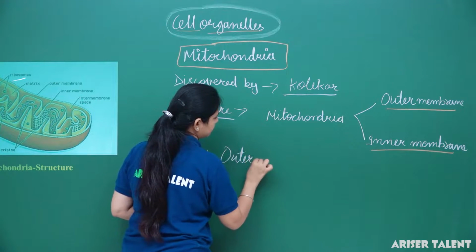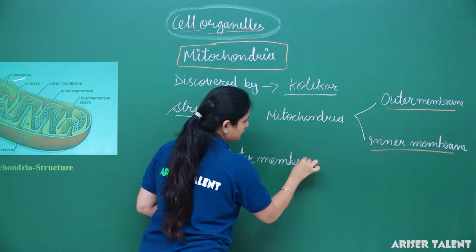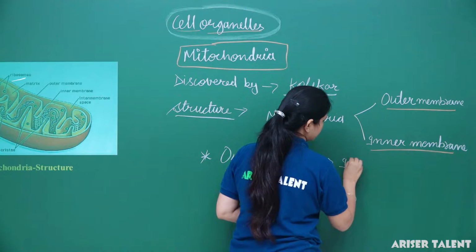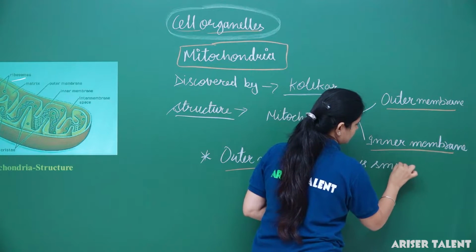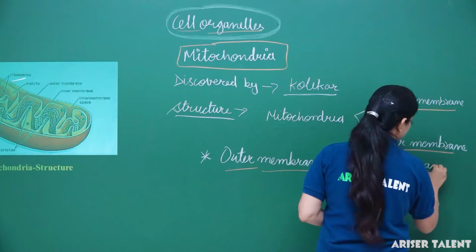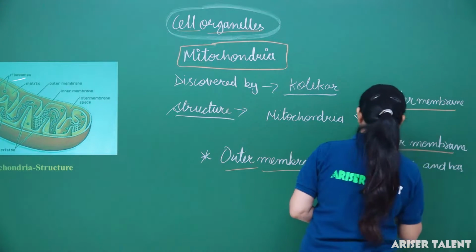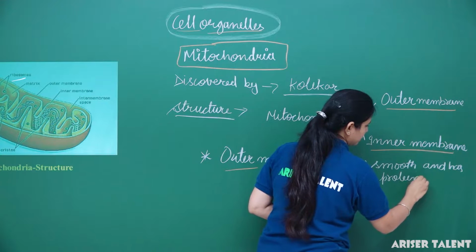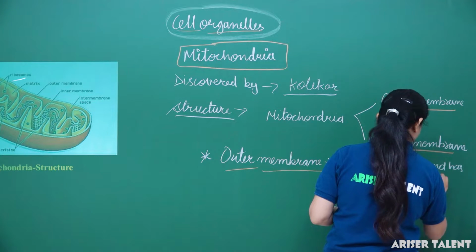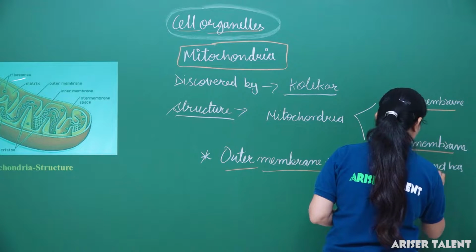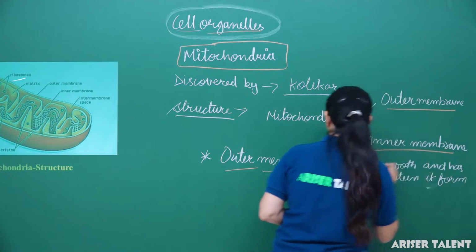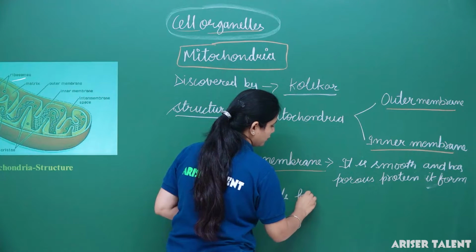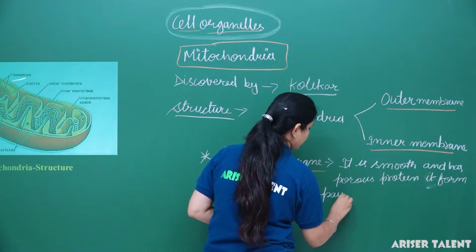Outer membrane: it is smooth and has porous protein, which forms channels for the passage of molecules.